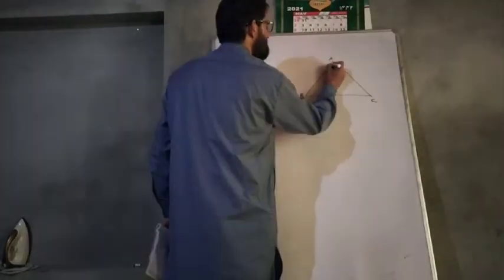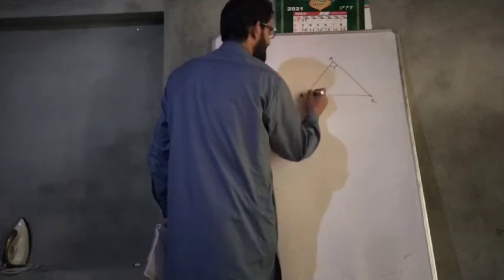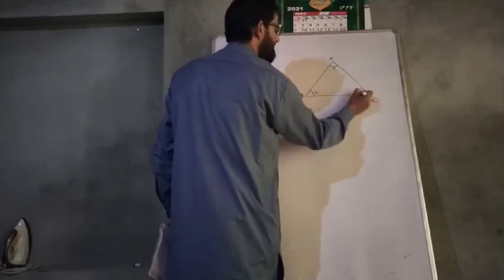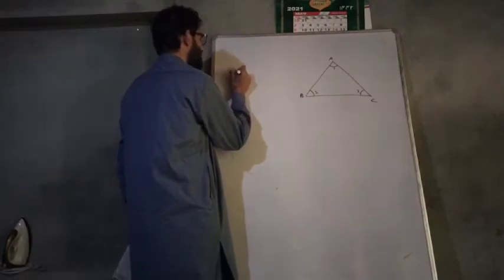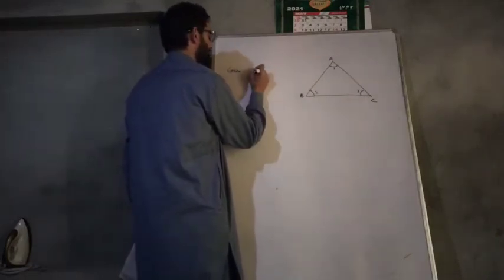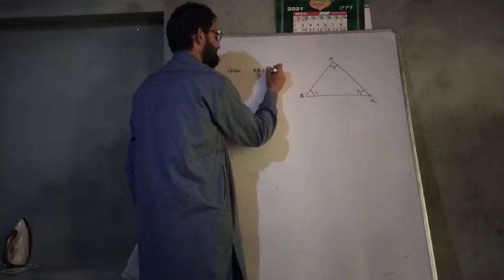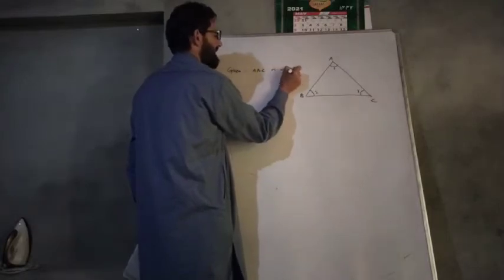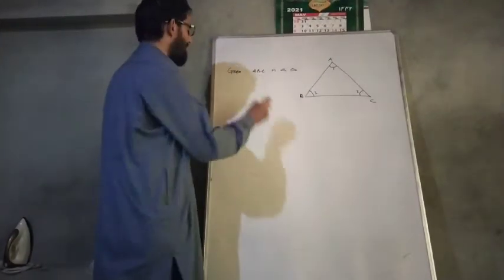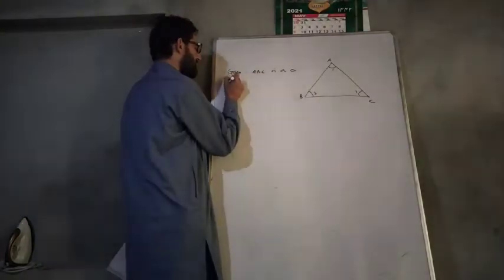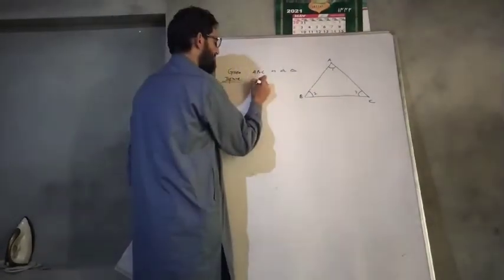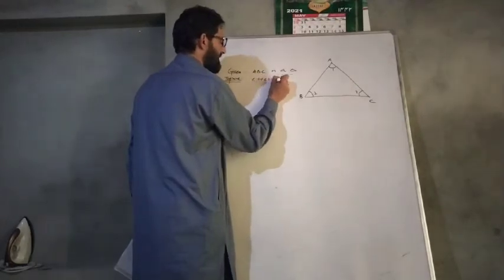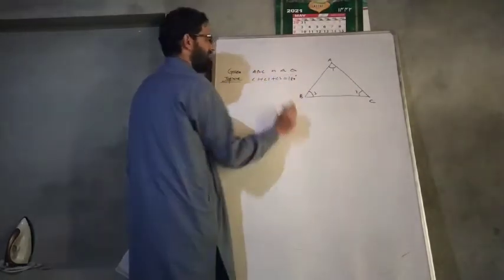Now suppose this is angle 1, this is angle 2, and this is angle 3. So what is given is: ABC is a triangle. This is given. Now we have to prove, to prove: the sum of angles of this triangle, angle 1 plus angle 2 plus angle 3, is equal to 180. This is a very important question.